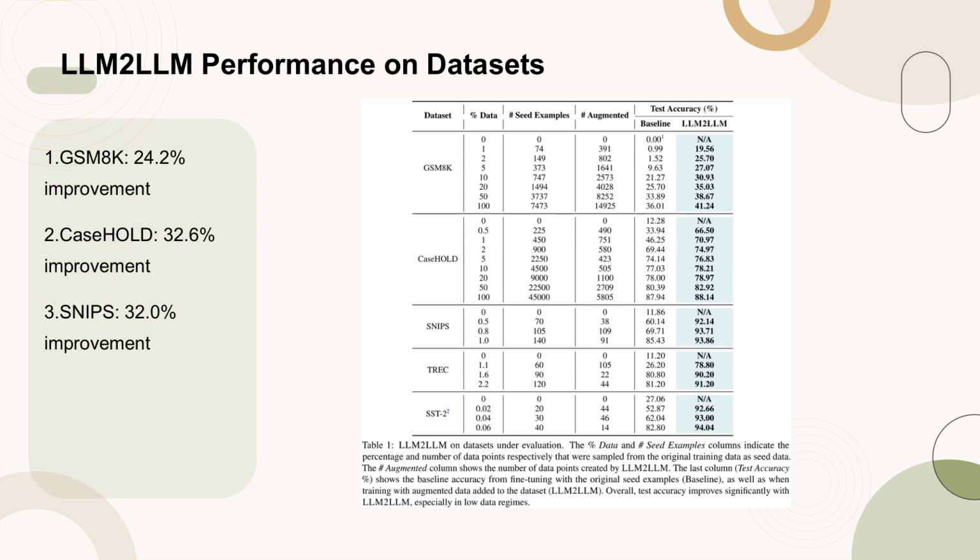For instance, on the GSM-8K dataset, LLM2LLM achieved a 24.2% increase in accuracy compared to baseline fine-tuning. Similarly, on CaseHOLD, the improvement was 32.6%, and on SNIPS, it was 32%. These results underscore the effectiveness of LLM2LLM in enhancing model performance with limited initial data.